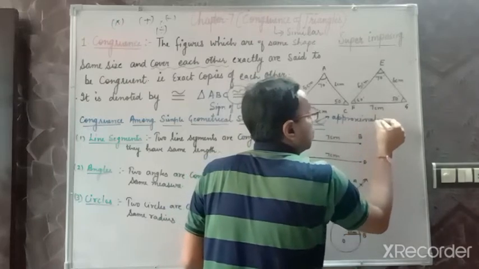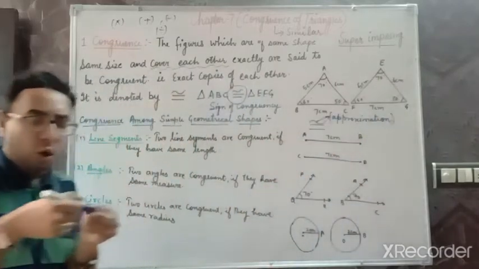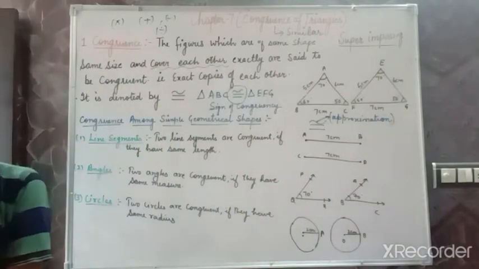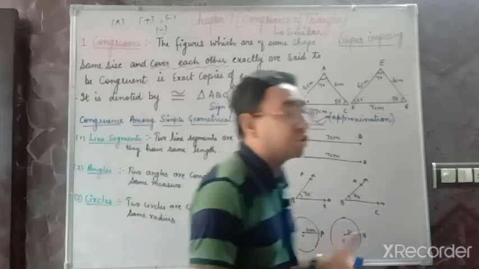This shows approximation. Approximation means almost the same, not exactly the same. This is what it means. Are we clear? Any doubt anyone is having with this? Sure. Next, let's study the various congruence among simple geometrical shapes.